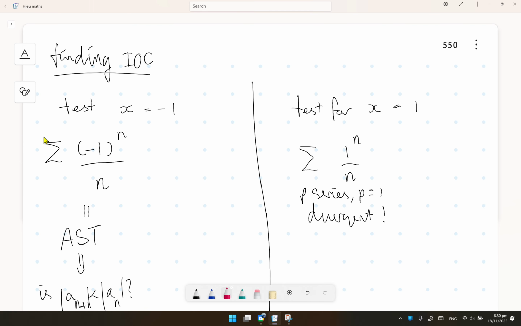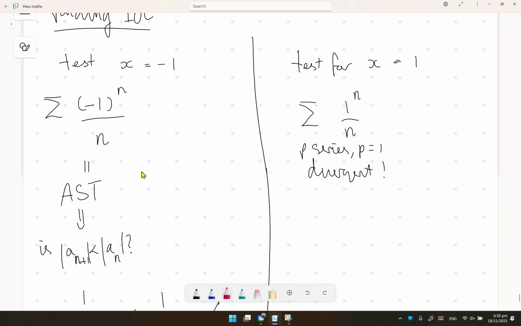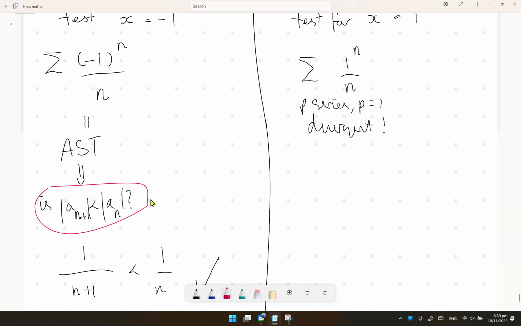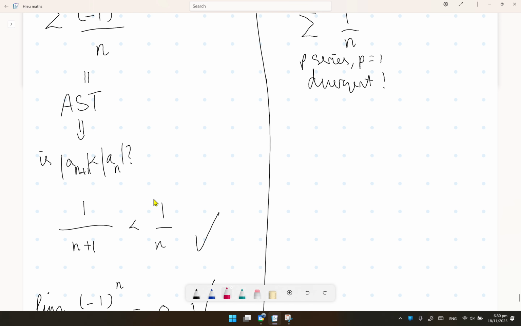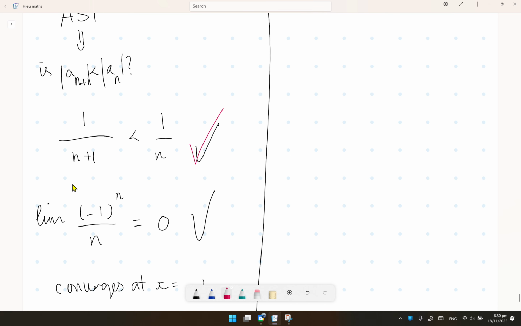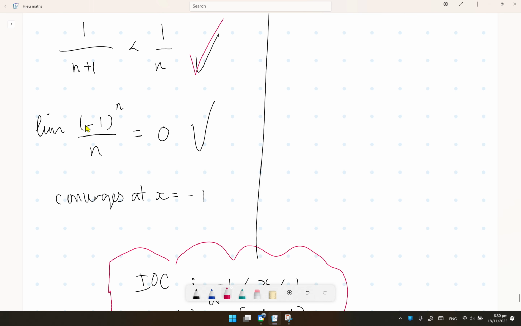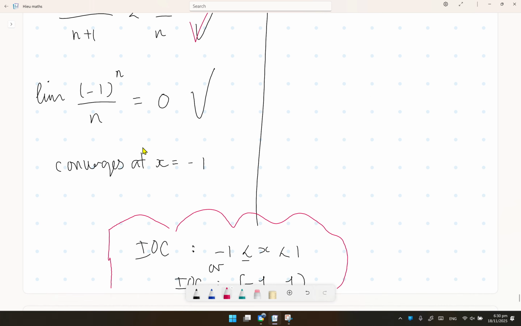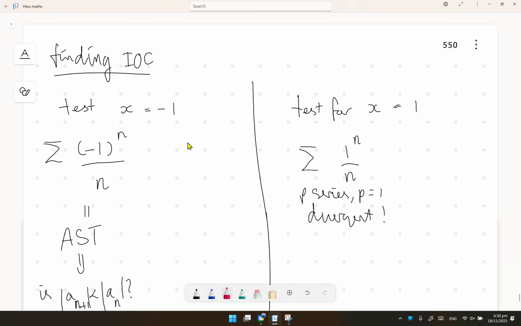That's an alternating series, so let's first try the alternating series test. This is basically saying, is the next term smaller than the previous term? Is it a decreasing series? And what we find is that the next term, 1 over n plus 1, is smaller than 1 over n. That's true. It's a decreasing series. Next, is the limit as n goes to infinity 0? Yes, it is. -1 to the n is just -1 or 1, the absolute value is still 1. The denominator turns into infinity, and so that's equal to 0. So it definitely converges at -1. We know that it's convergent at -1.